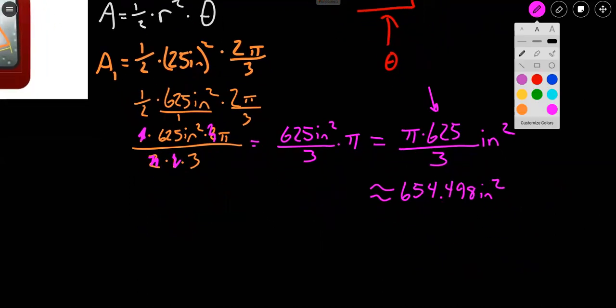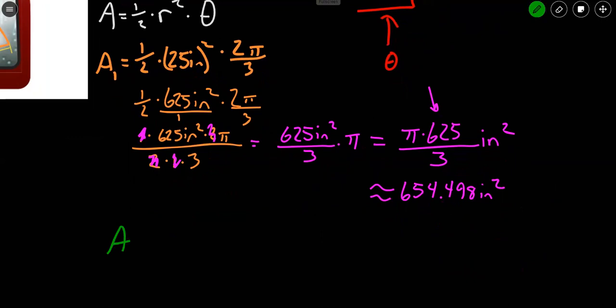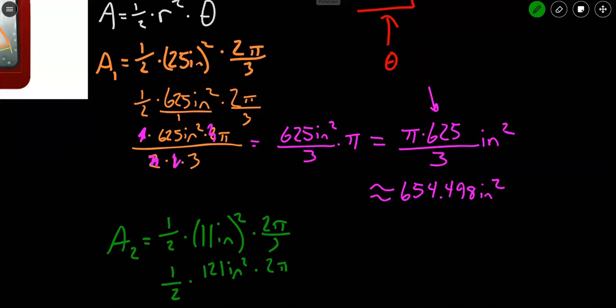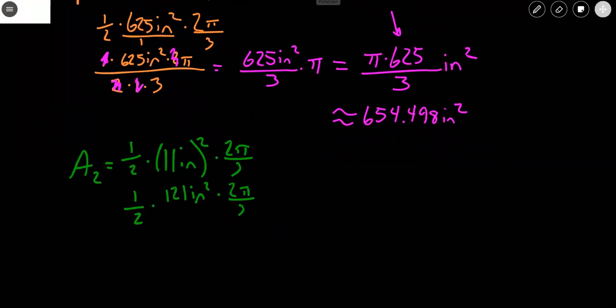Now I got to do area 2. Area 2 is just going to be the same idea. It's going to be 1/2 times 11 inches squared times 2 pi over 3. This ends up being 1/2 times 121 square inches times 2 pi over 3. And I can follow the same kind of rationale that I did before. I'm just going to make it all one big fraction because it's all being multiplied together. This is technically over 1, just in case you were a visual learner and you need to see that.